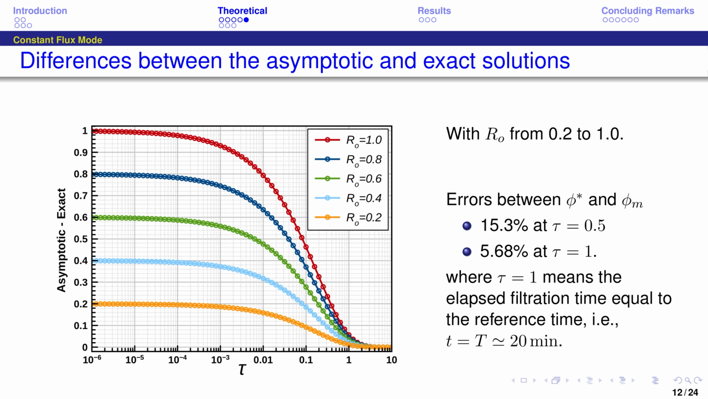Even so, when the dimensionless time exceeds 1.0, the error becomes less than 5%. A good news is that the interfacial concentration increases linearly with the time after the time passes the reference value, which is approximately 20 minutes, estimated using the solute diffusivity and the typical permeate flux of 10 liters per square meter per hour.